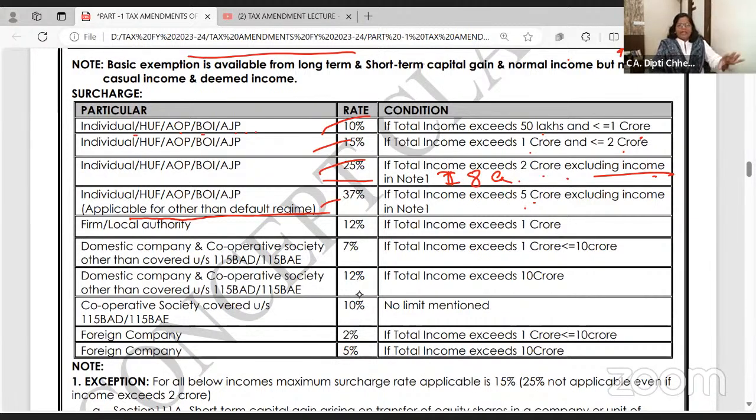On 2 crore, 5 crore, 8 crore also. But out of the default tax regime, for 2 to 5 crore, the surcharge is 25%. Above 5 crore, if there is income, the surcharge on the whole tax will be 37%. I've repeated this 2-3 times in the last 1 hour.